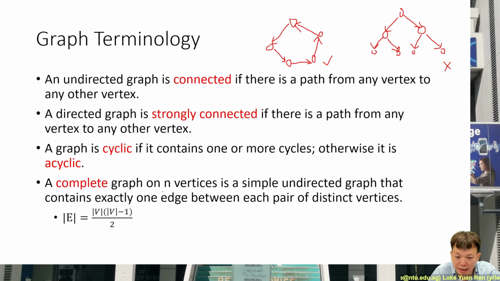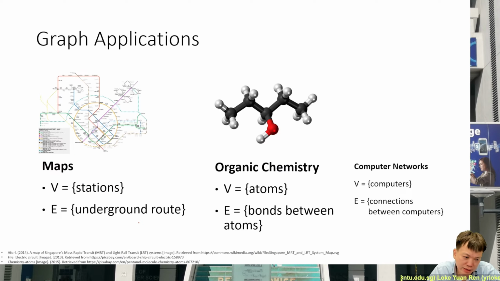A complete graph on n vertices is a simple undirected graph containing exactly one edge between each pair of distinct vertices. Then the total number of edges will be v times (v minus 1) over 2. Yeah, this one is very useful.